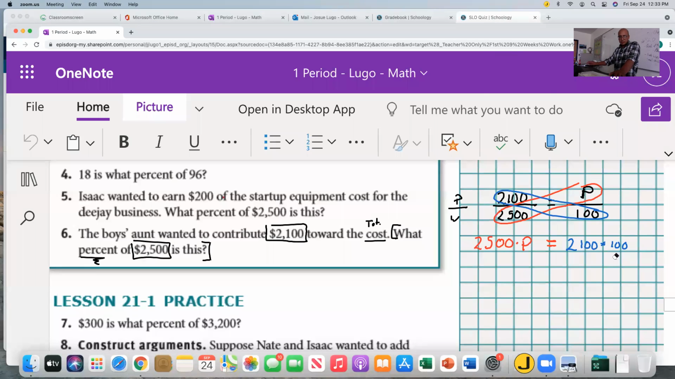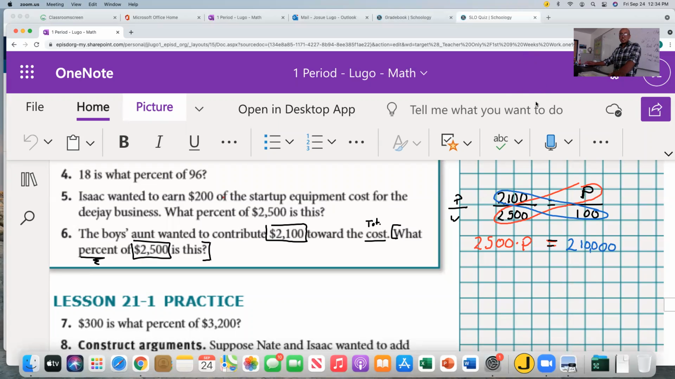So I'm just going to write the answer. 2,100 times 100 is simply going to be 210,000. So I basically add 2 zeros to here. Anytime you multiply by 100, you just get the number and add 2 zeros. So now we have 2,500 times P is equal to 210,000.